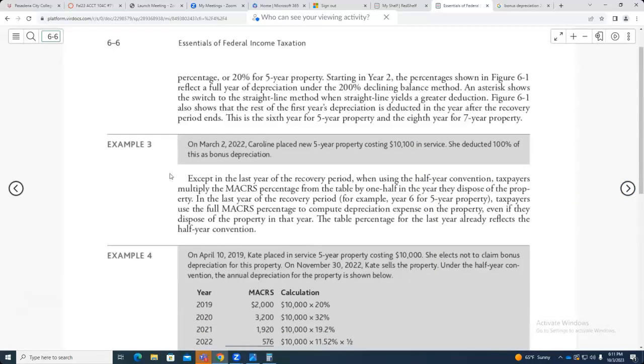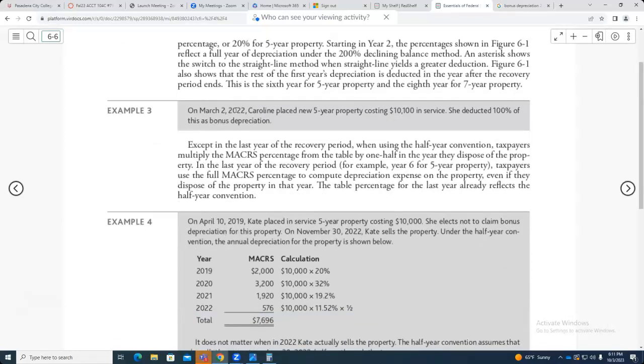So let's do an example. It makes our life easier. In March 2022, Caroline placed new 5-year property, like a copy machine or printer or automobile, costing $10,100 in service. She deducted 100% of this as bonus depreciation. So guess what? There's nothing else to depreciate. Gone.